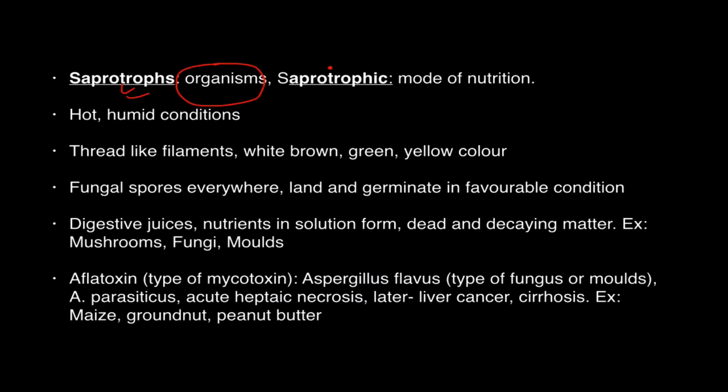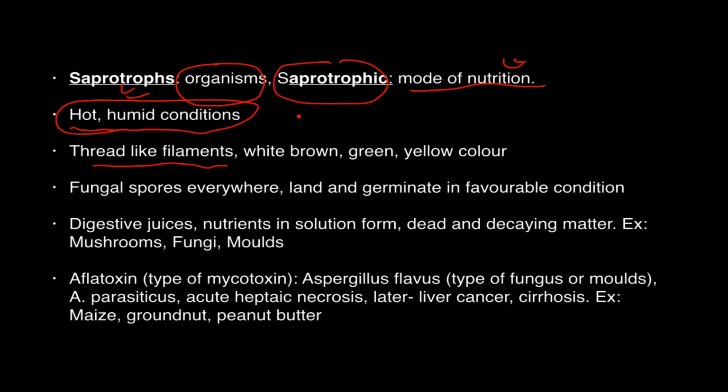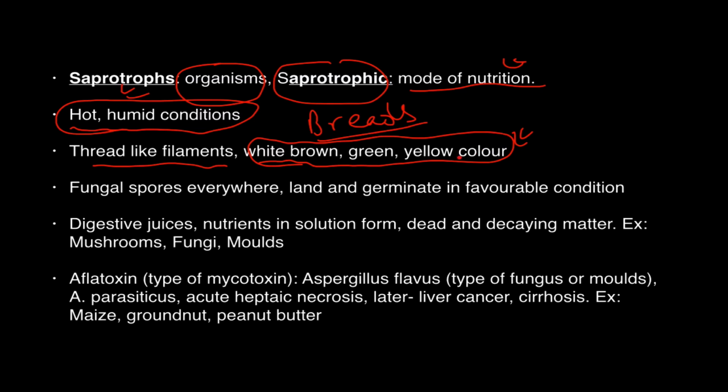Saprotrophs are organisms, while saprotrophic again is the mode of nutrition. By now you must have understood. Now they grow in hot and humid conditions. There are thread-like filaments. Now you must have seen them growing on breads, etc. When you leave them, especially in hot moist conditions, there are white, brown, green, yellow colored growths on them, which look ugly and disgusting.